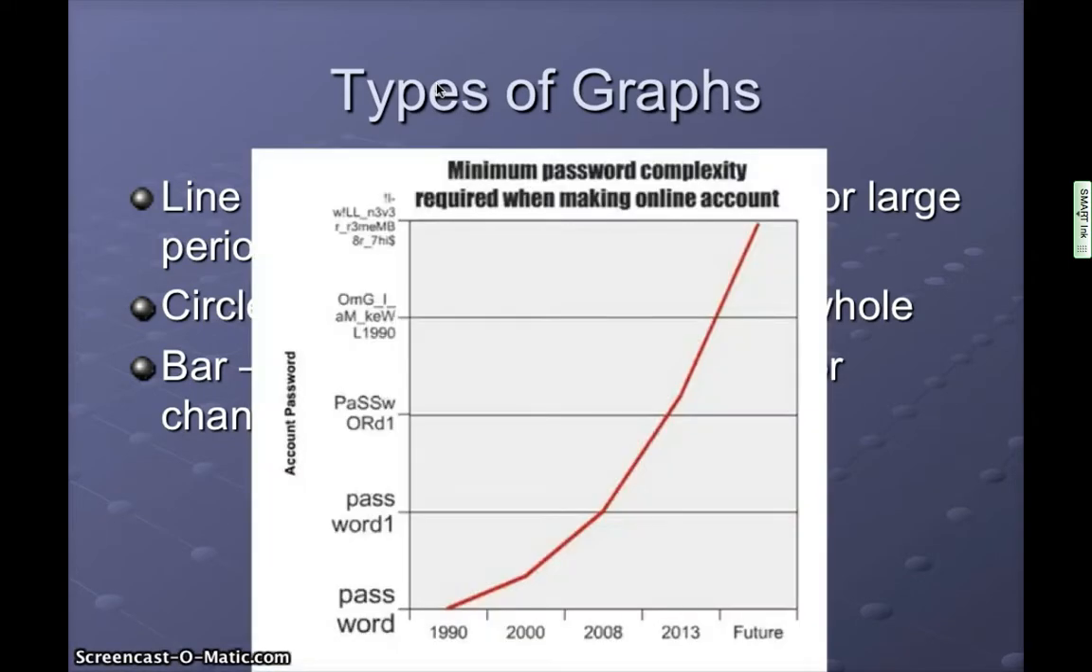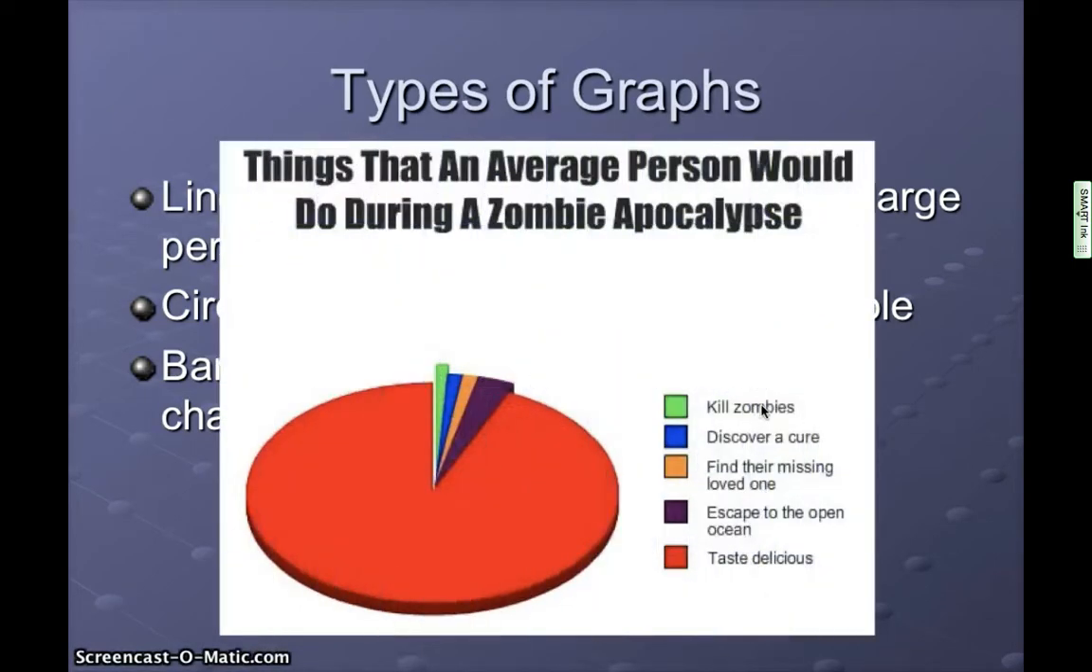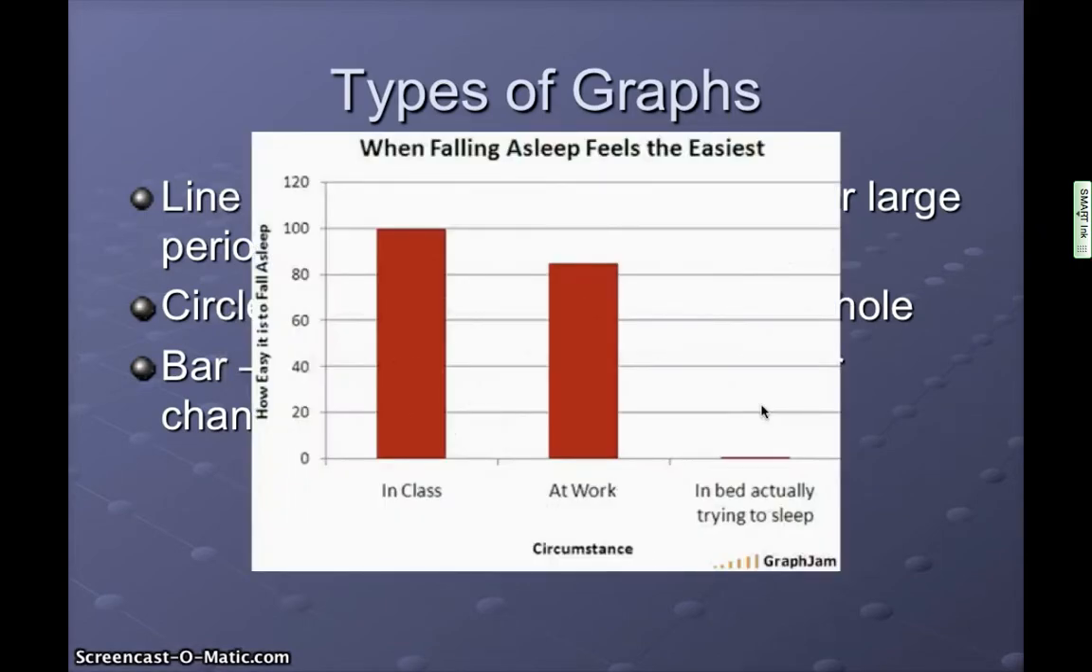So in order to understand, let's take a look. What type of graph do you think this is? A line, a circle, or a bar? Hopefully you said a line graph. Notice that there are several points where the data is plotted and lines drawn in between. How about this? Good, that's a circle graph. Next, this is an example of a bar graph.